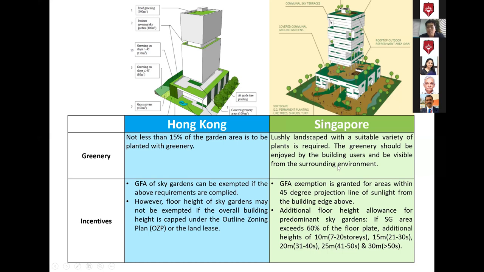But the Singapore incentive is quite relaxed. They can have much more granted gross floor area, as long as those areas receive adequate sunlight. They also allow additional floor height for the overall building depending on the number of stories. If the building has 50 stories, they can have a 30 meter height relaxation to incorporate those communal green spaces at high levels. And these policy differences drive the output of the skyscrapers.